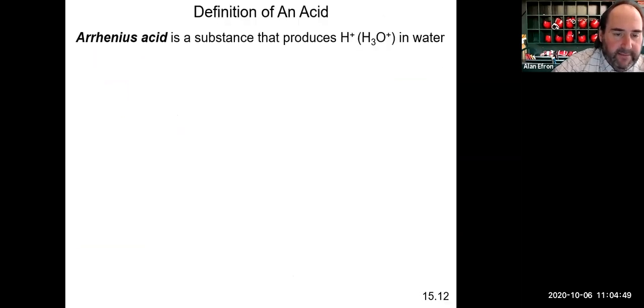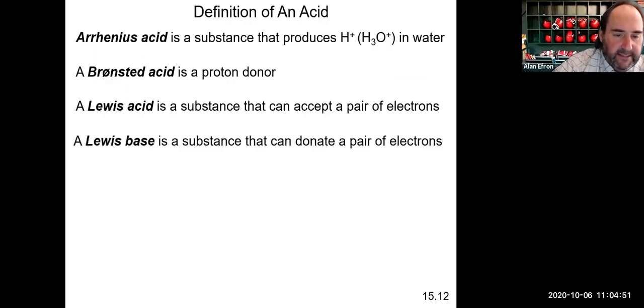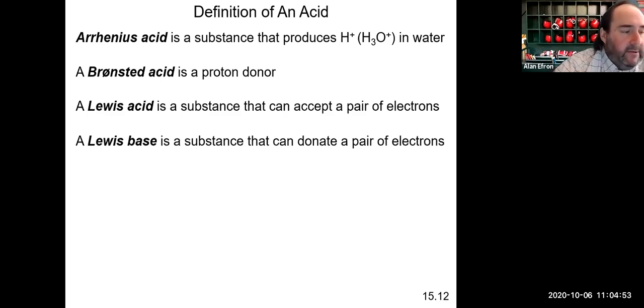Now, we've talked about some definitions of acids and bases, and we want to talk about another definition. We talked about the Arrhenius acids and bases, which is basically something that can produce H plus or OH minus in solution. Our Bronsted-Lowry definition: a Bronsted acid is something that donates an H plus, and something that accepts an H plus is a Bronsted-Lowry base.